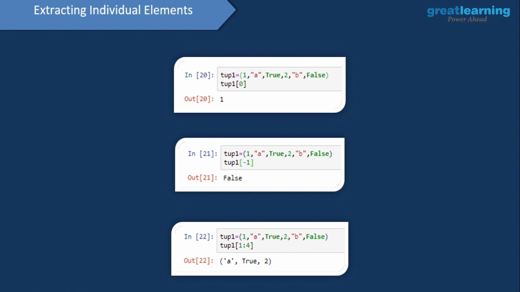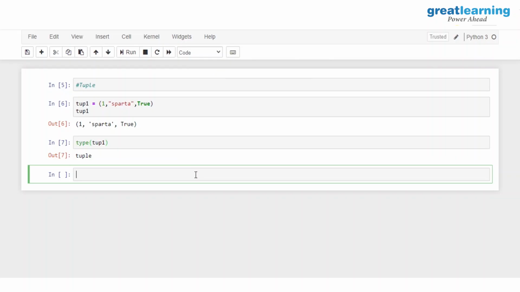So let's go ahead and create a new tuple and extract some elements from those tuples. So what I'll do right now is I will have a new tuple called tup2.